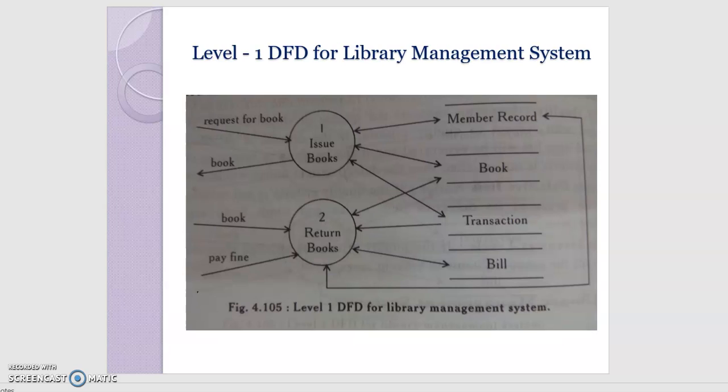Next we'll see the level 1 data flow diagram for the library management system. Here two processes are present. The processes are connected with the data stores. Data stores are nothing but the databases. Here the two processes are issue book and return book. The data stores for these two processes are member record, book data store, transaction data store and bill data store. It means these will be your data storage places.